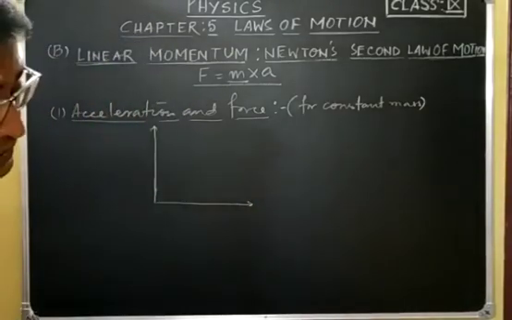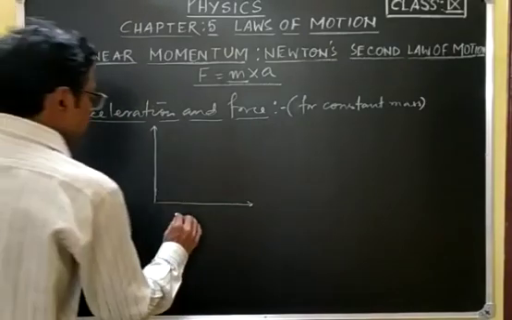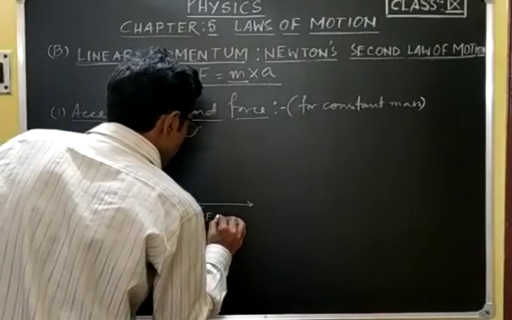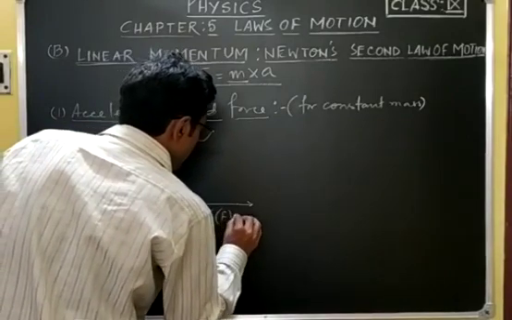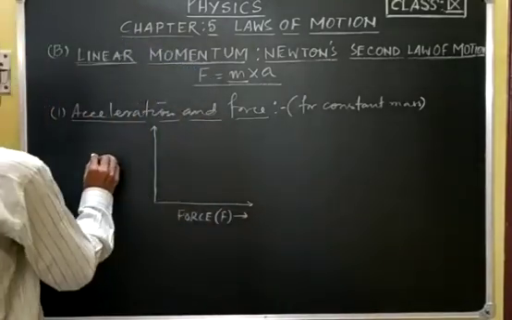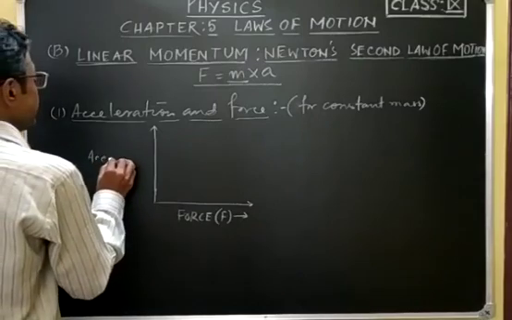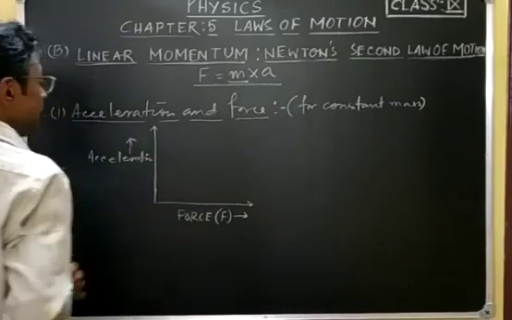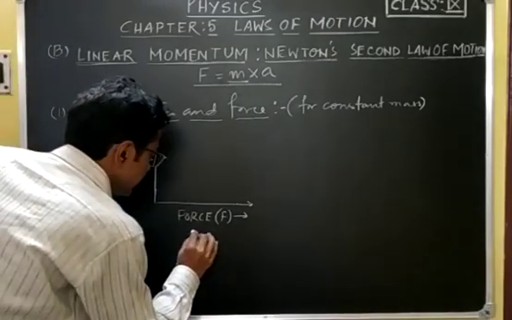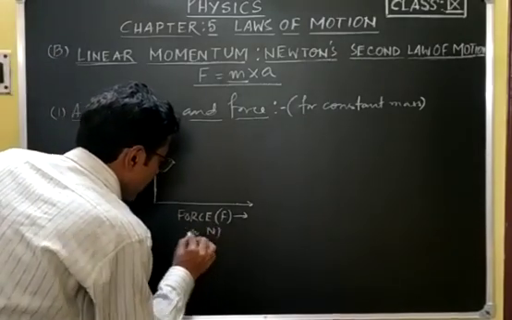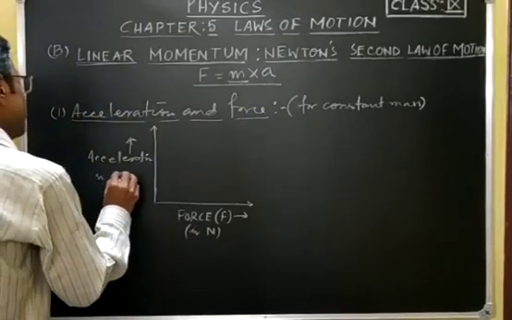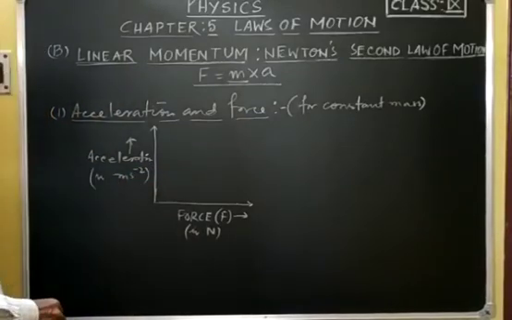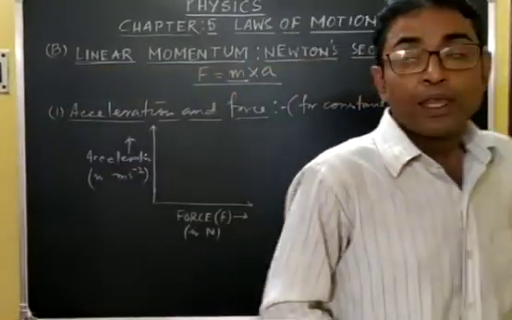So in x-axis, I'll put force. So this is force F. Don't write the unit. And this is acceleration along y-axis. If you want, you can write force in Newton, and acceleration is in meter per second squared. So remember, see here everyone.